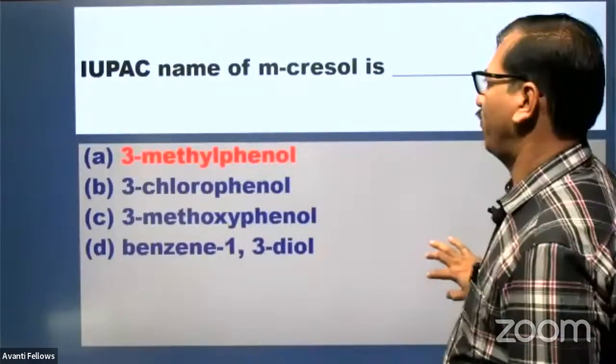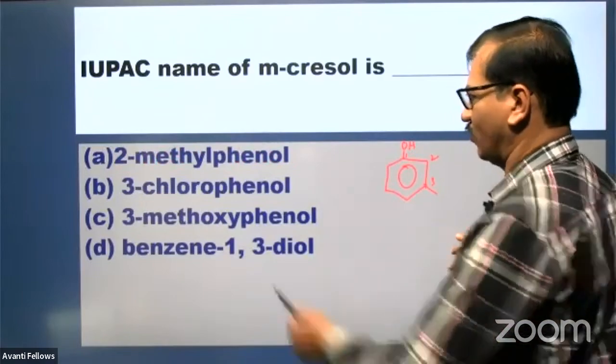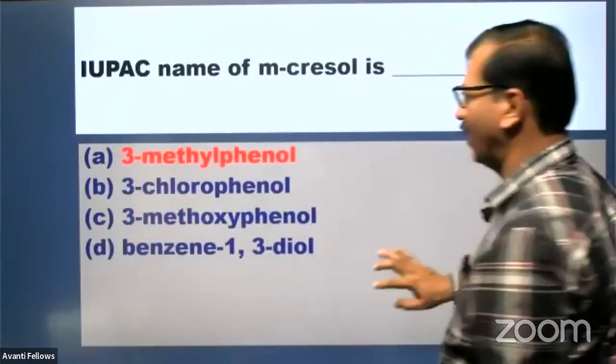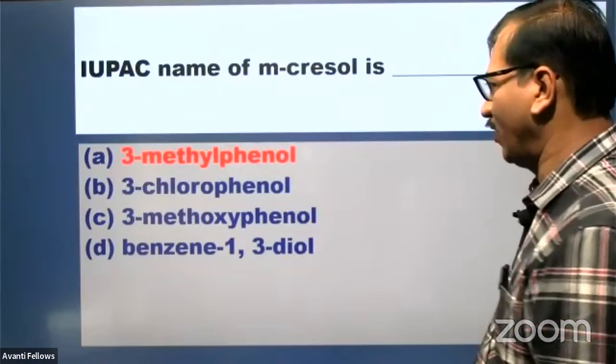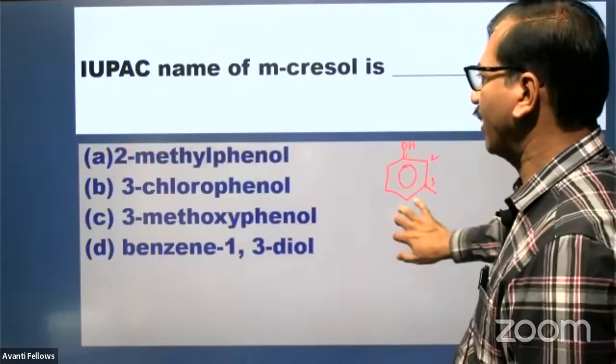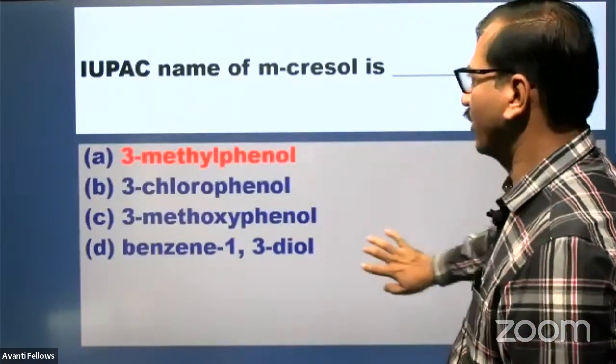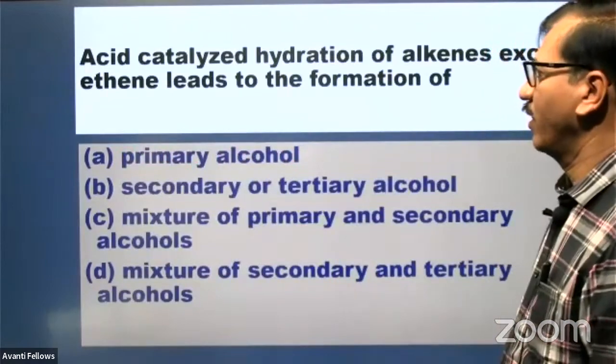So 3-methyl phenol, it is 3-methyl. It is actually 3-methyl phenol, right? Not 3-methoxy, 3-methyl. I think I have written 2-methyl here in the answer in the question, therefore it may be confusing. Right, ignore that and we'll go ahead.